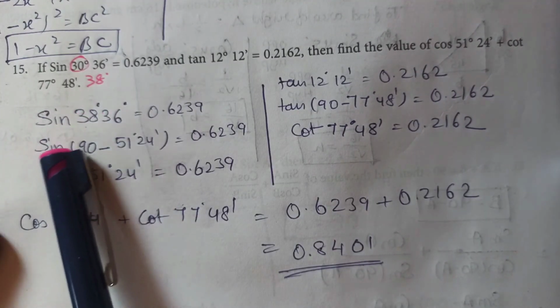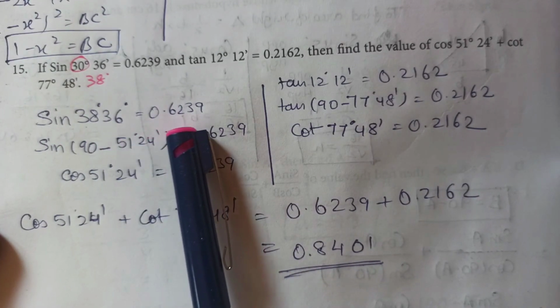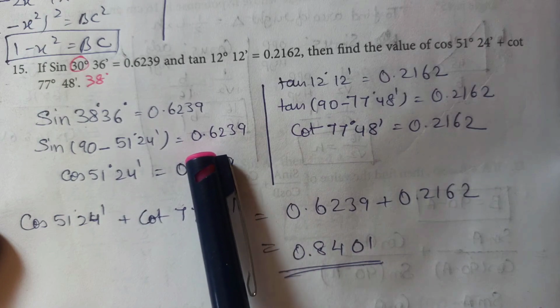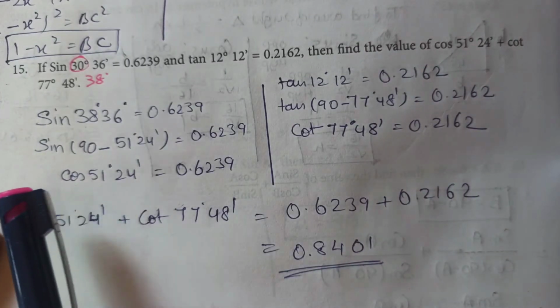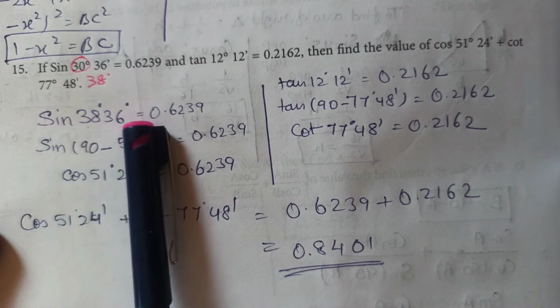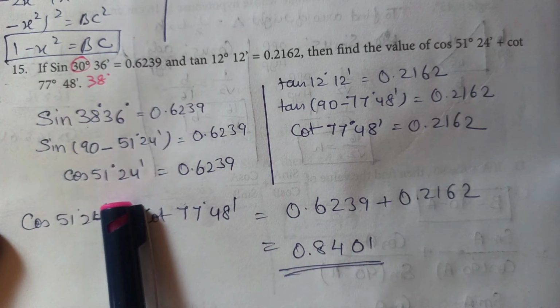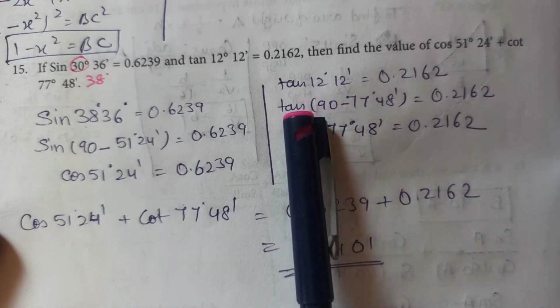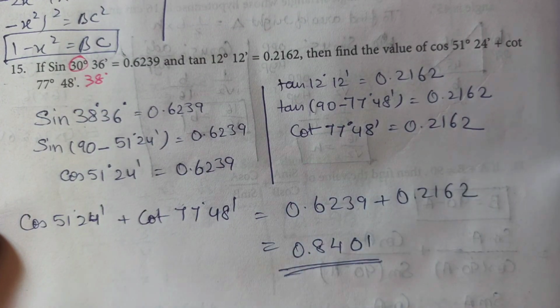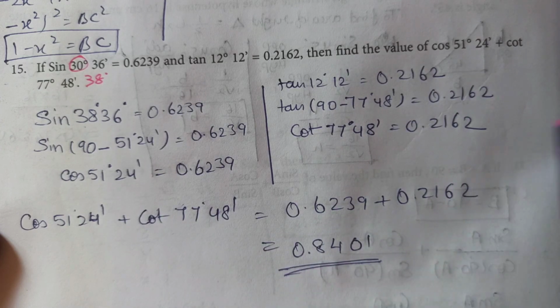plus cot 70 degree. So sin 38 degree 36 minutes can be written as 0.6239. Sin of 90 minus 51 degree 24 minutes is equals to 0.6239. Then sin 90 minus theta becomes cos theta, that is the value. So sin and cos, these two values are same. Same way we convert this tan into cot. Okay, then we add these two values and it sums up to this.